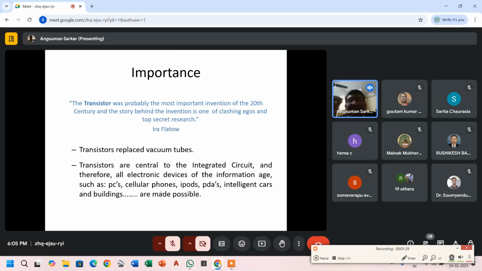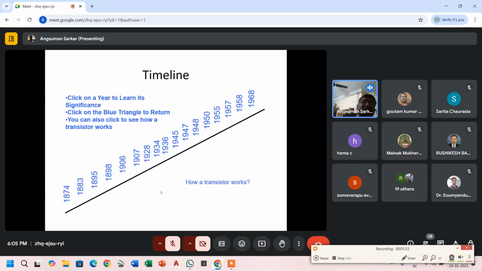So there is no doubt that it is the most important invention of the 20th century. And the story behind this invention is one of clashing egos and top secret research. We'll discuss it briefly. So this is the importance, and then we'll briefly see the timeline, how it changed, before going to the actual talk on scaling approaches. I'll try to discuss the invention briefly.